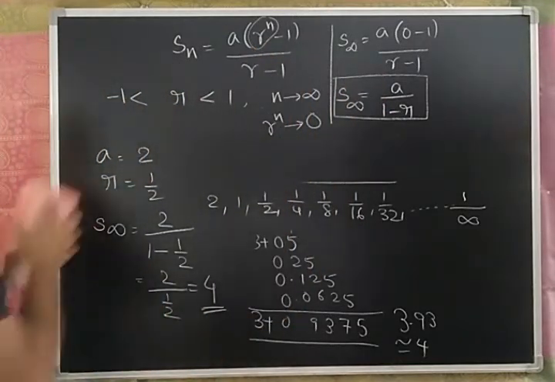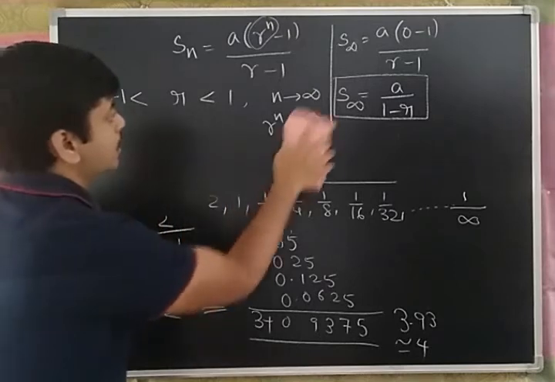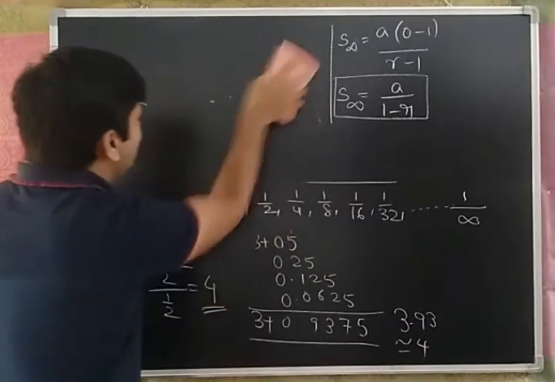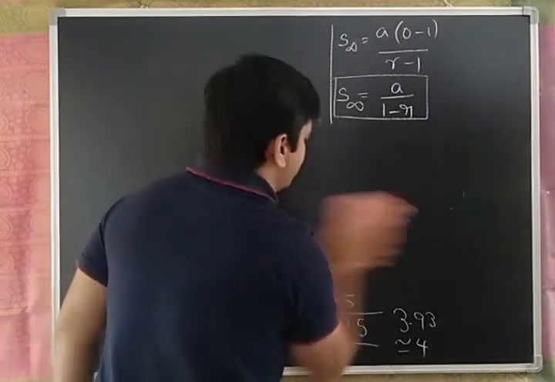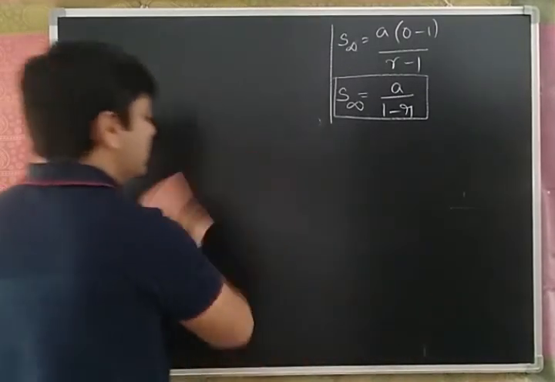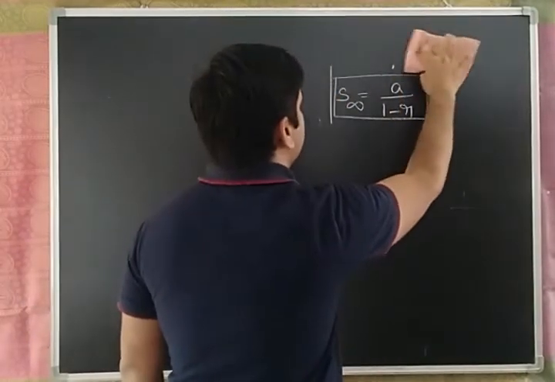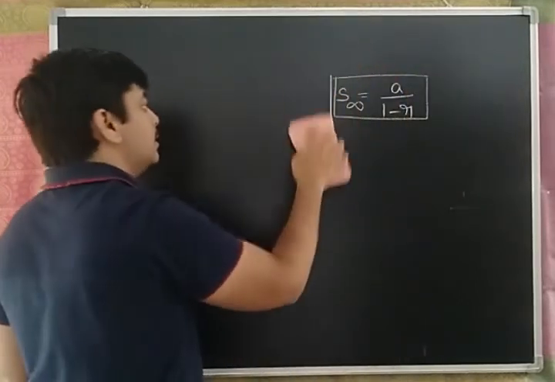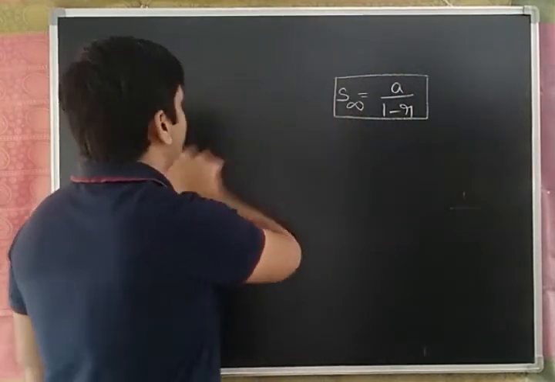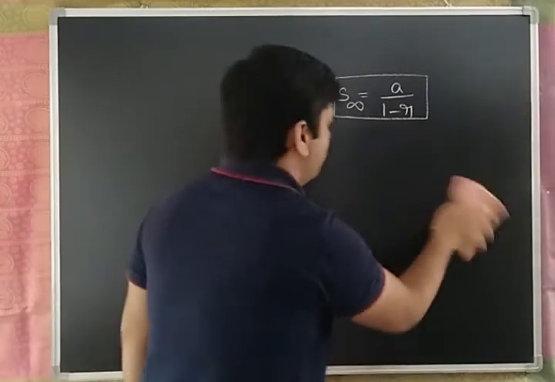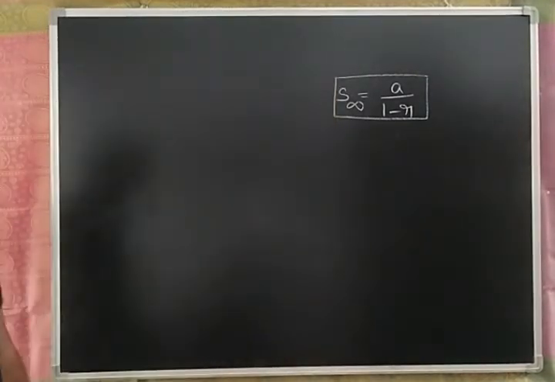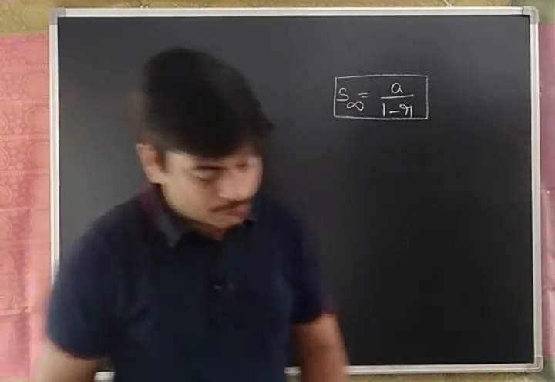Let us take one more question. So this is the formula for this one. Let us do 3-4 questions on this infinite terms, sum to infinity, and then we'll go for the next topic, which is geometric mean. Same like arithmetic mean we discussed earlier, we also have geometric mean. Okay, let us have one question.